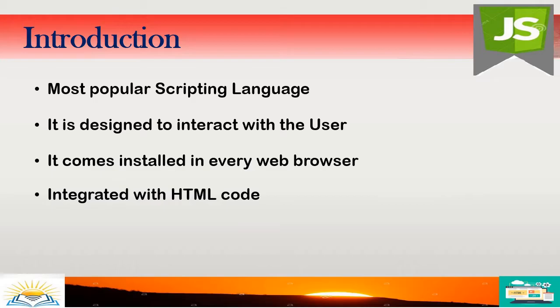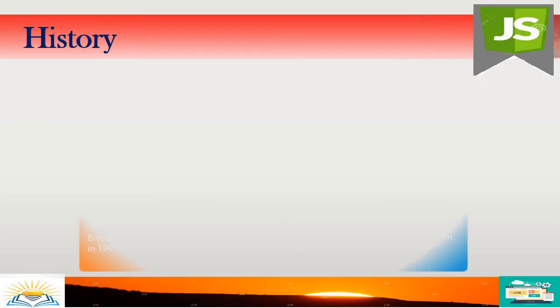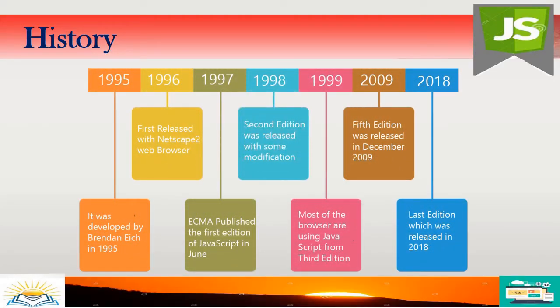Let's move on to the history of JavaScript. JavaScript was developed in 1995 by Brendan Eich, at Netscape. Guys, do you know what is Netscape? Netscape developed the first web browser in the world. Actually, it is known as Netscape Navigator. JavaScript was first released with Netscape 2 early in 1996.